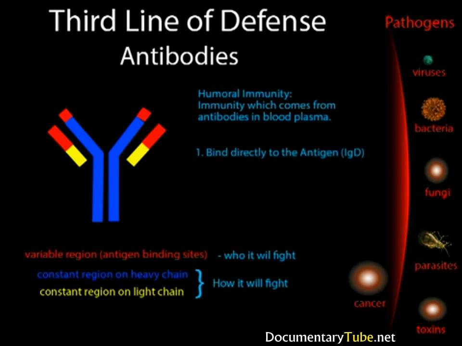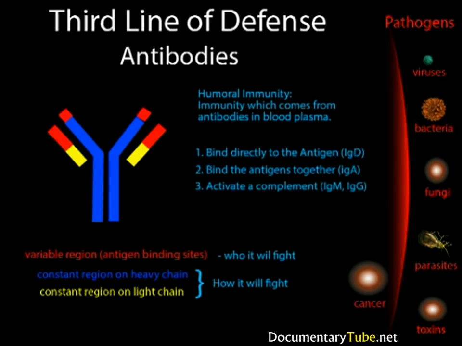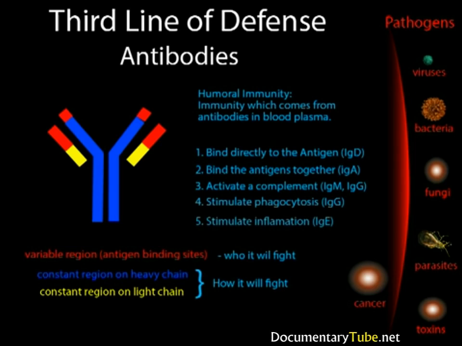1. They could bind directly to the antigen. This would be the job of immunoglobulin D. They can bind the antigens together, and that would be immunoglobulin A. They can activate complement. That would be the job of immunoglobulin M, but scientists have found that immunoglobulin G can do this as well. They can stimulate phagocytosis. This would be immunoglobulin G's job. And they could stimulate inflammation, and that would be immunoglobulin E.